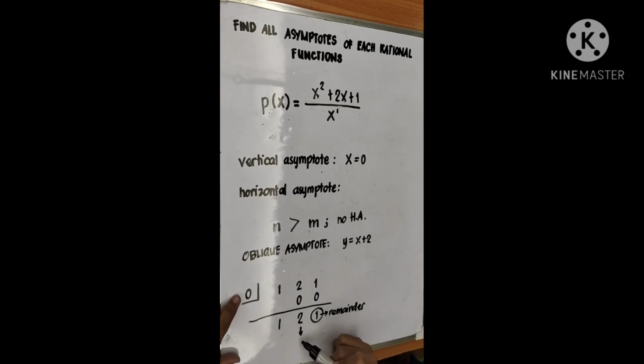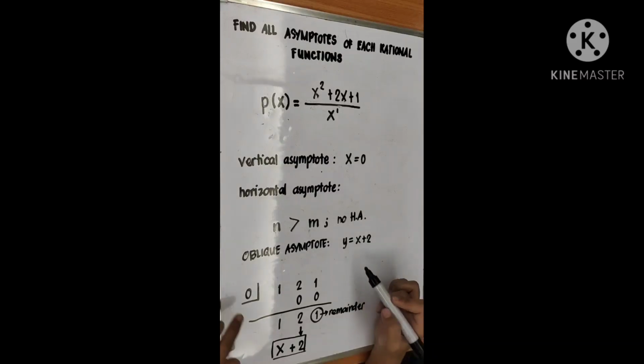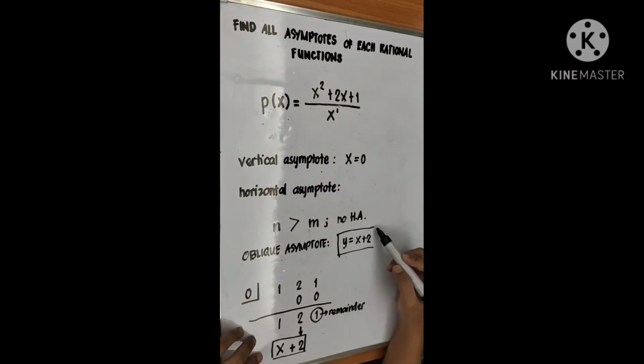This is now our constant, positive 2. And this is now the coefficient for our variable x. So we have x plus 2. So we will equate x plus 2 to y, and that is also our oblique asymptote. So this coincides with our oblique asymptote a while ago using the long division process.